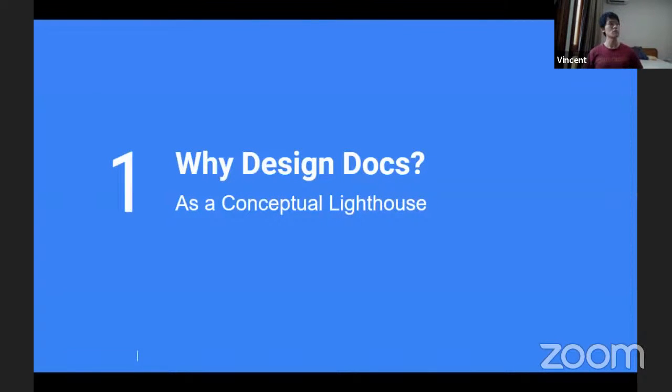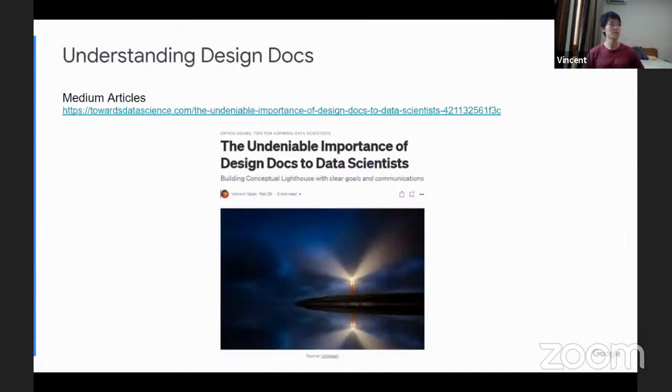Okay, so why design dots, right? And of course, the answer is that they act as a conceptual lighthouse. And what do I mean by that, right? So I do have a Medium article, so feel free to take a look into it if you'd like to know more, or in case you forget what I'm going to say. So the Medium article is there.